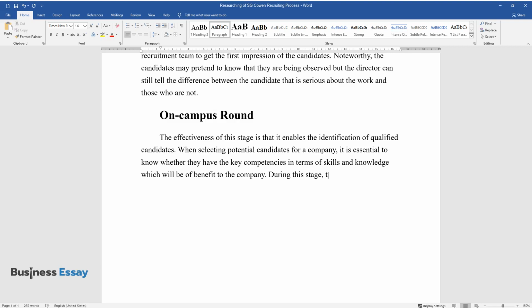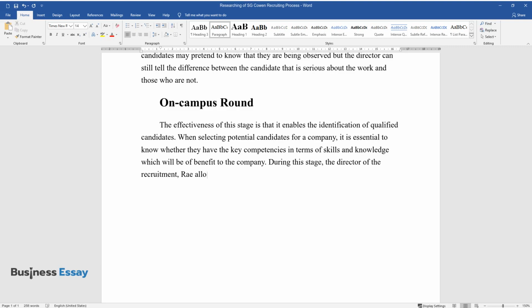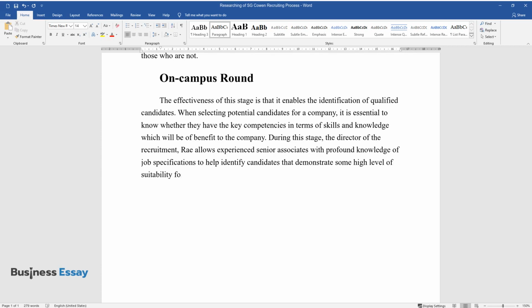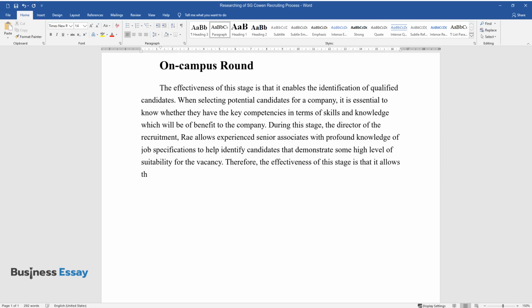During this stage, the director of the recruitment, Ray, allows experienced senior associates with profound knowledge of job specifications to help identify candidates that demonstrate some high level of suitability for the vacancy. Therefore, the effectiveness of this stage is that it allows the recruitment team to find the best fit person with the ideal expertise to function as per the S.G.